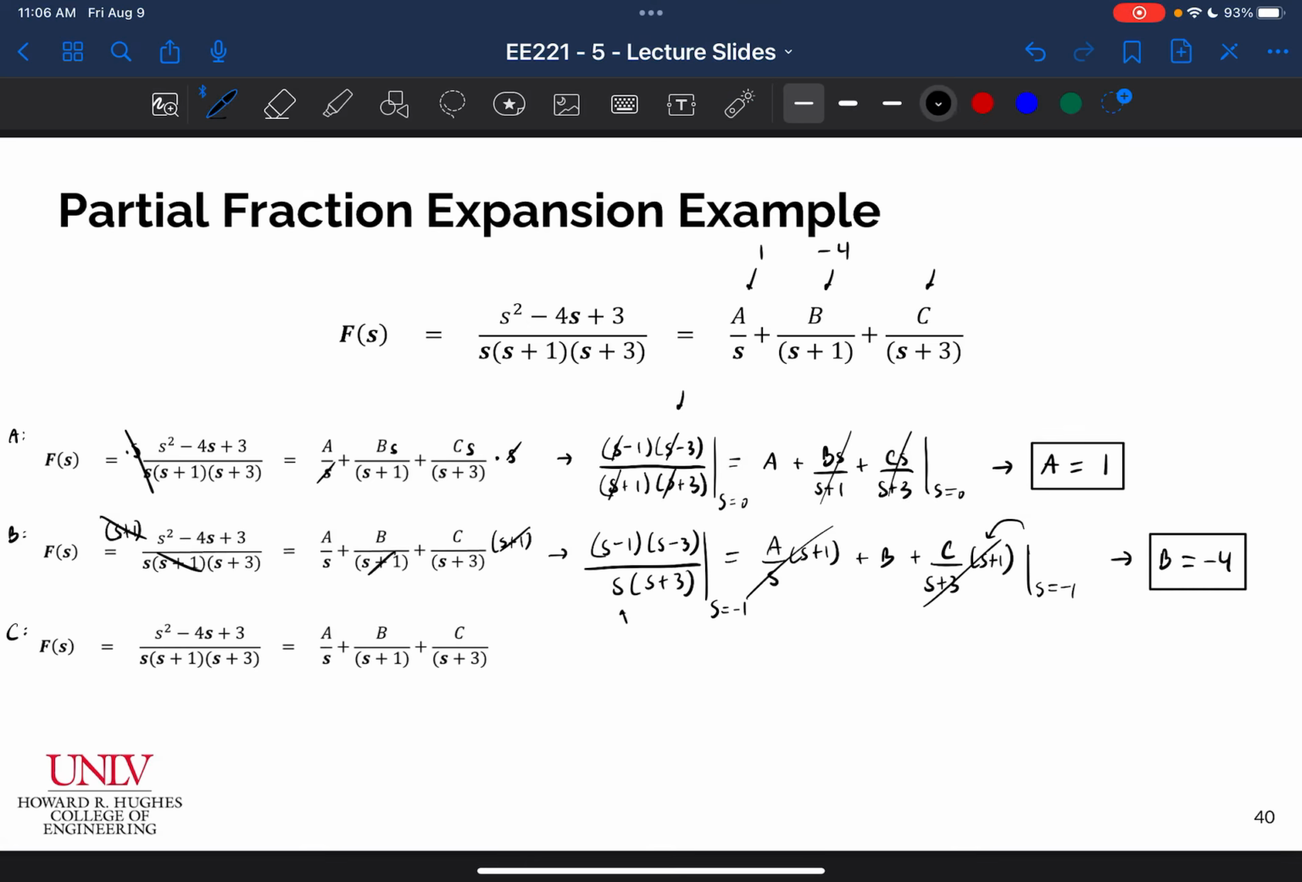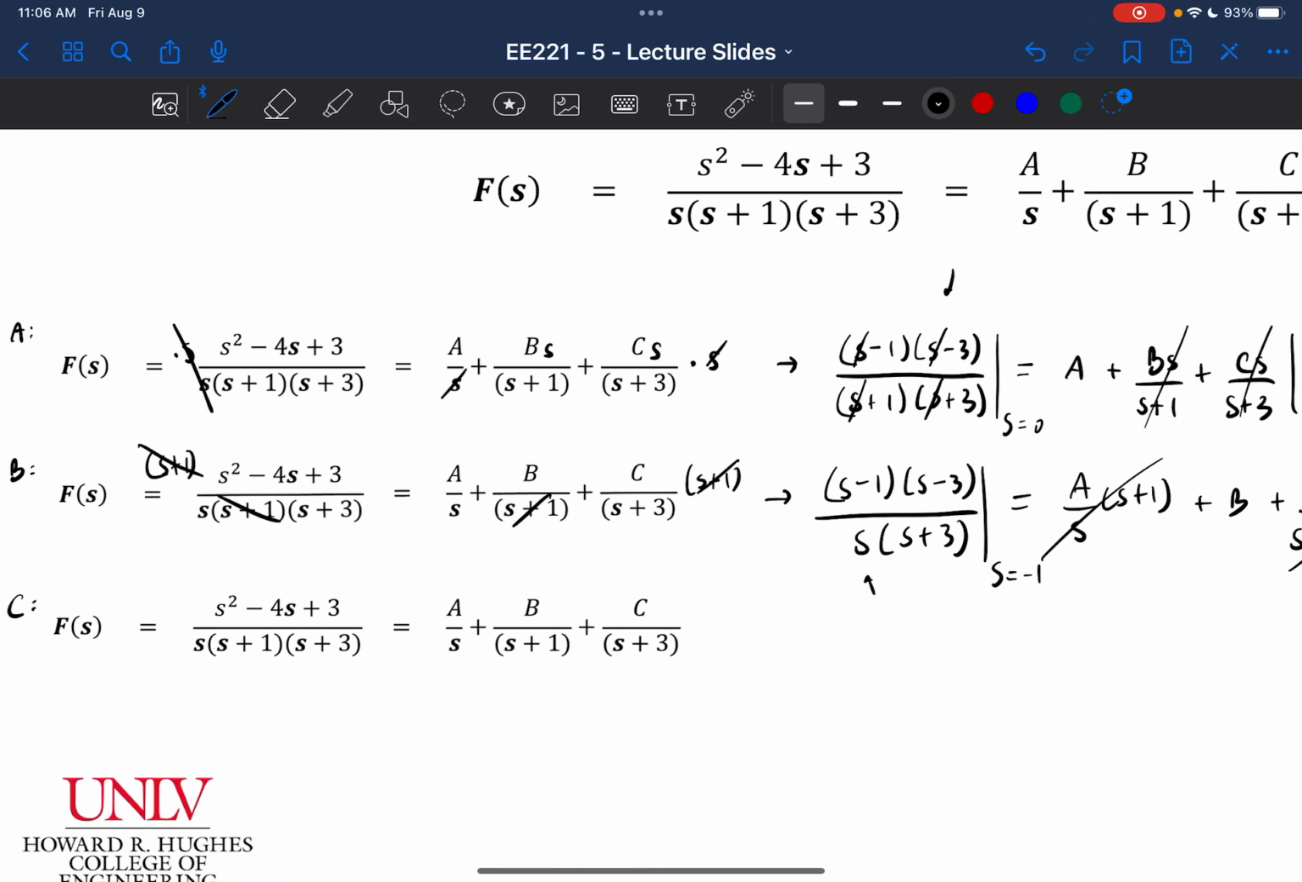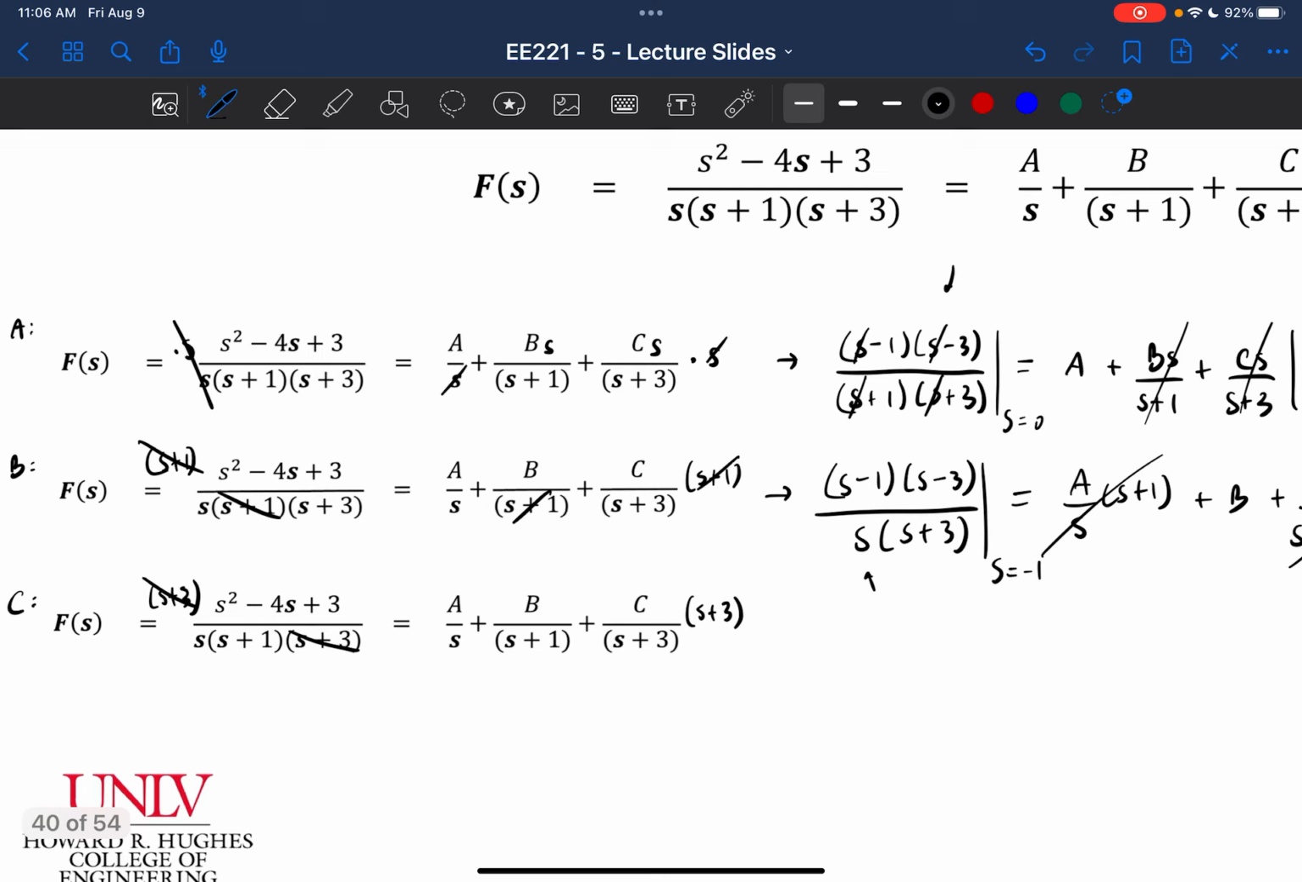All right, so let's continue. Let's wrap up this problem here. So for finding C, what we're going to do is multiply by s plus 3 on both sides, of course. That causes the s plus 3's to cancel on the left, and causes the s plus 3's to cancel on the right for the C term.